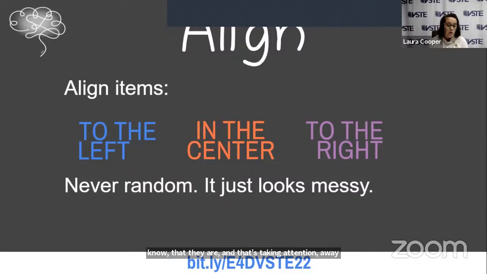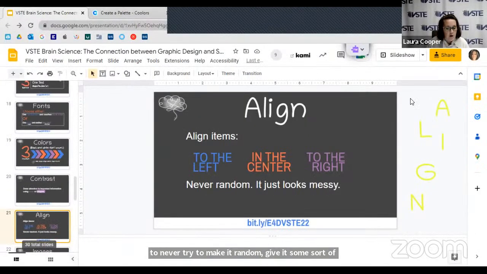So the only way things can ever be random is if a computer does it. Otherwise, there's always some bias in where we put our items. So the best thing to do is to never try to make it random, give it some sort of alignment. And again, Google has some things that help to make this easier.